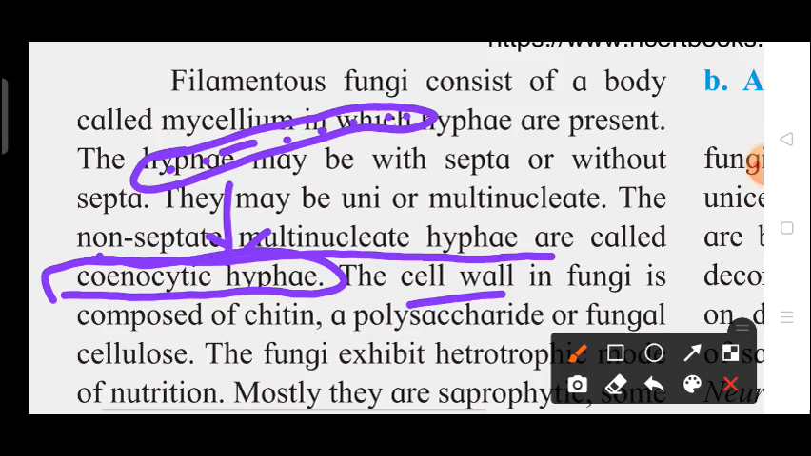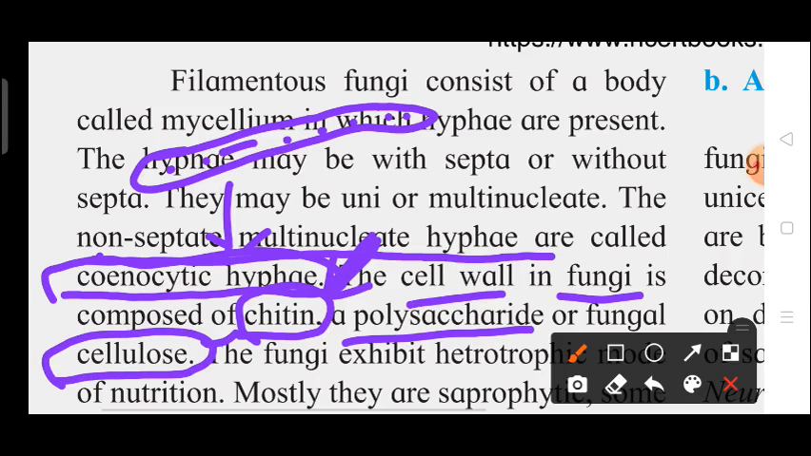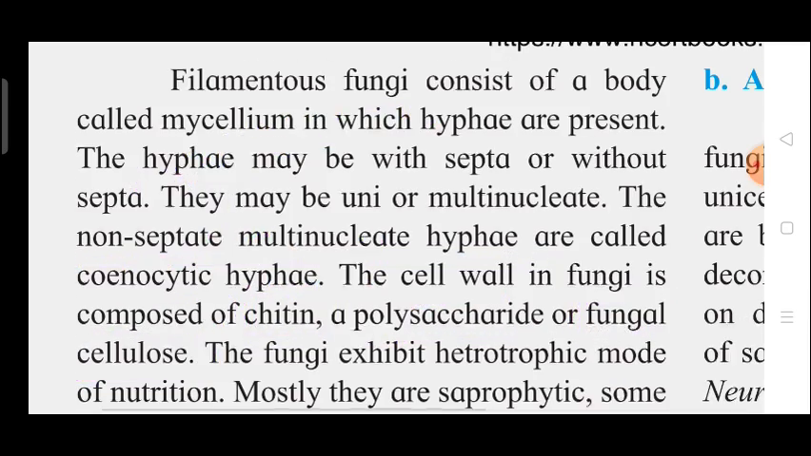The cell wall of fungi is composed of chitin. In plants, we studied that the cell wall is made up of cellulose, but in fungi it is made up of chitin. Chitin is a polysaccharide, also called fungal cellulose. By chemical nature it is chitin.